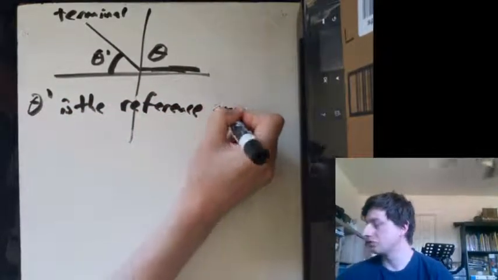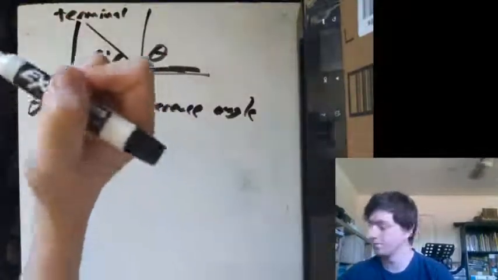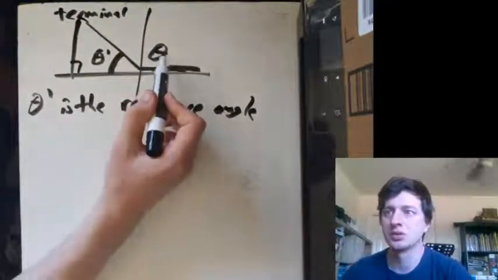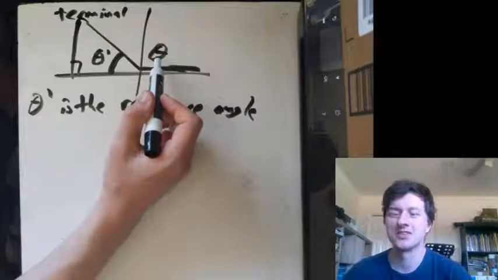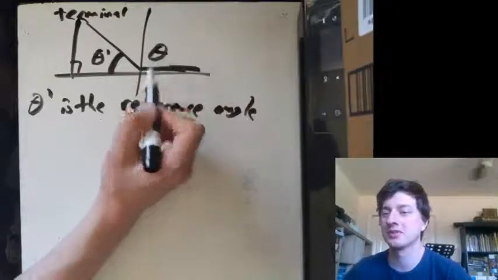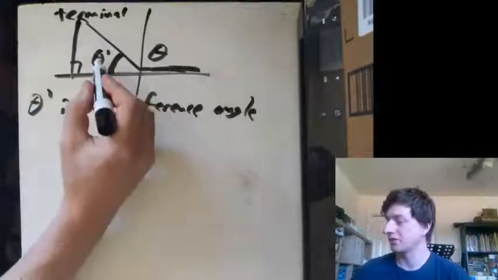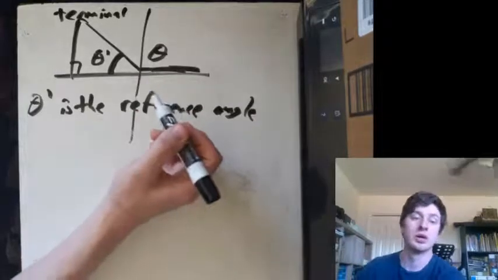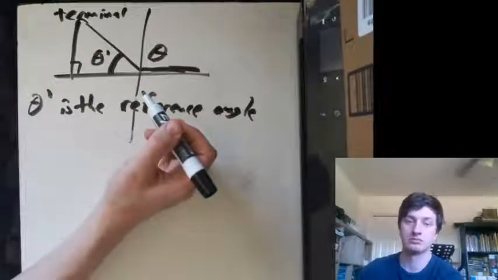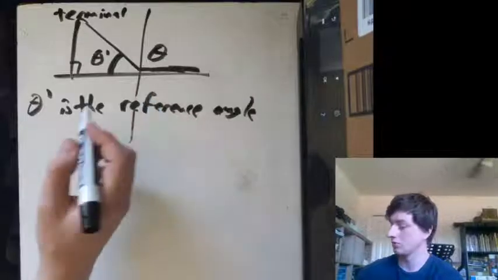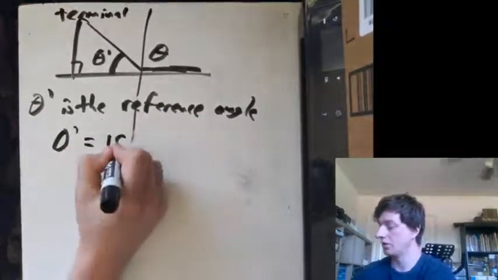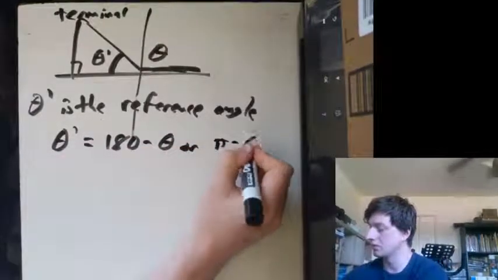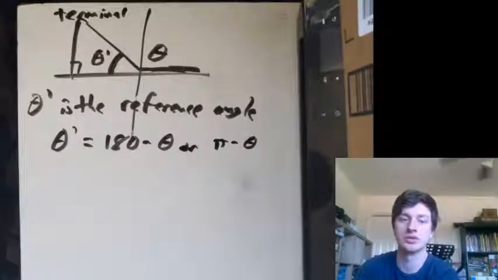And that angle is useful because when we draw this triangle over here, this angle doesn't really tell us very much. I'm going to focus on this. So this reference angle is just 180 minus theta, or pi minus the angle. So theta prime is 180 minus theta, or pi minus theta, depending on if you're using radians or degrees.